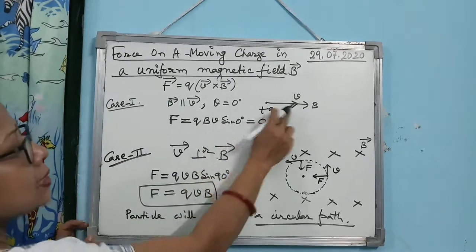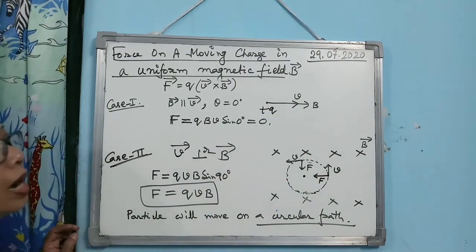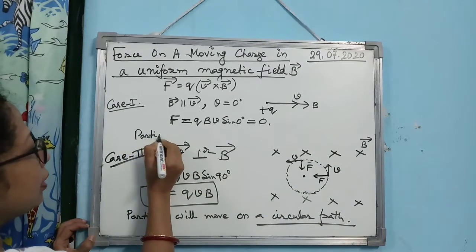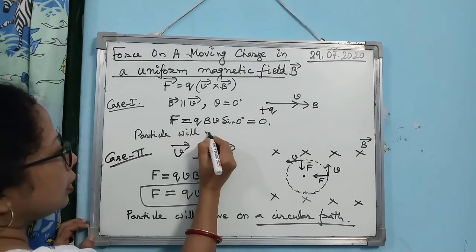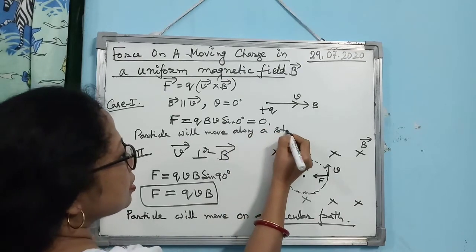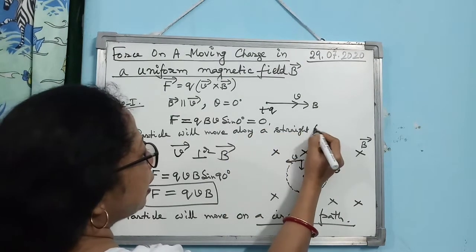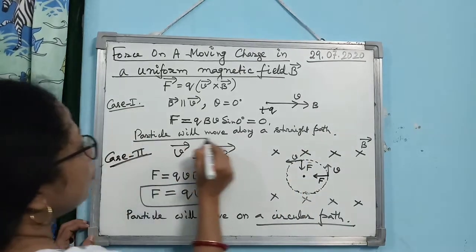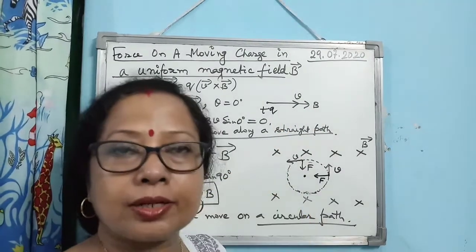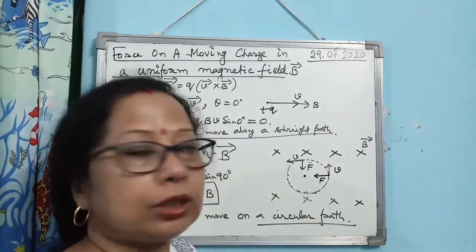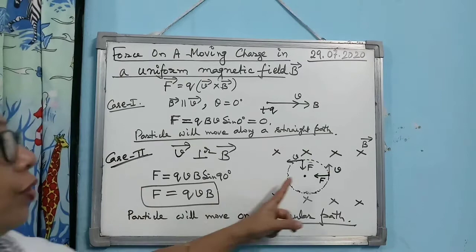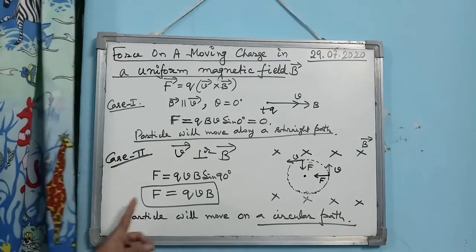And here, as there is no force acting on the charge particle, how will the charge particle move? The charge particle will move along a straight path. I forgot to write that. Alright, so when the charge particle moves parallel to the magnetic field, what is the trajectory? Trajectory means path of motion. What is the path of the charge particle? It is a straight line.